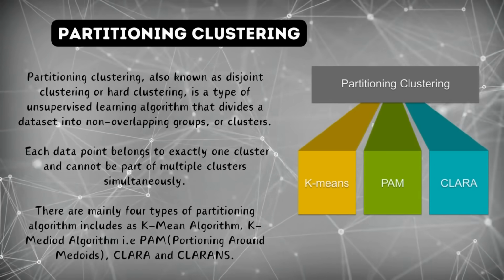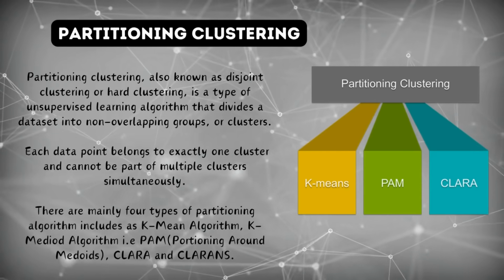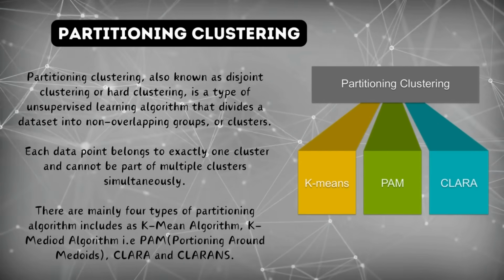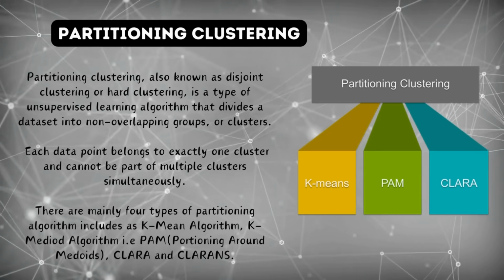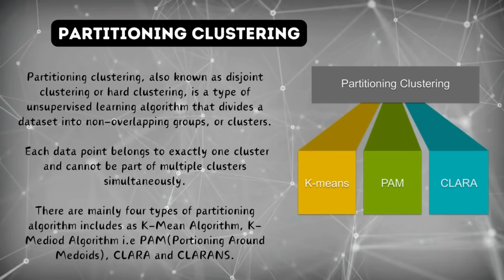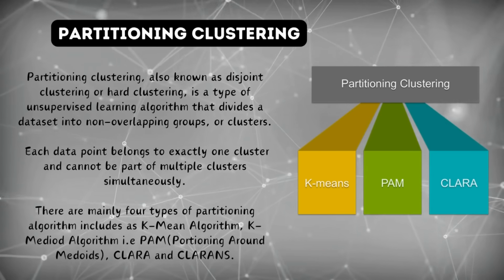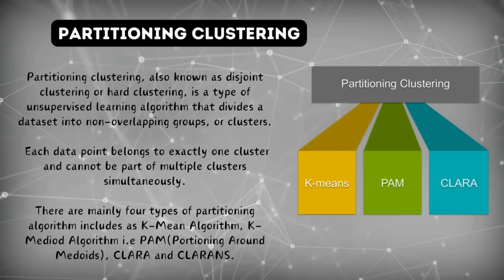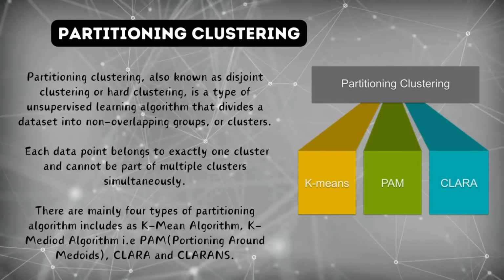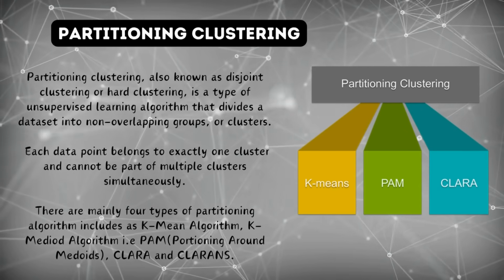The other type of clustering is the partitioning clustering. Partitioning clustering, also known as disjoint clustering or hard clustering, is a type of unsupervised learning algorithm that divides a data set into non-overlapping groups, or clusters. Each data point belongs to exactly one cluster and cannot be part of multiple clusters simultaneously. There are mainly four types of partitioning algorithms: the k-means algorithm, the k-medoids algorithm or partitioning around medoids algorithm, CLARA, and CLARANS.